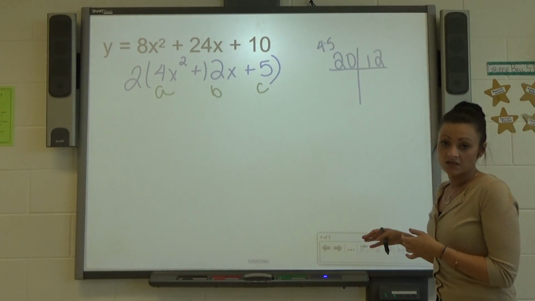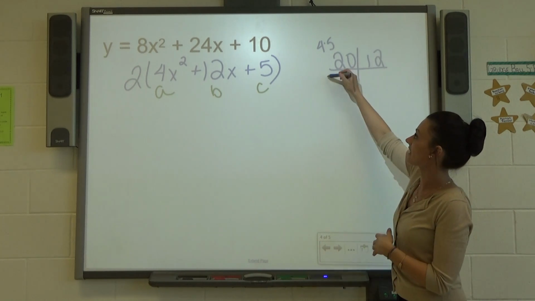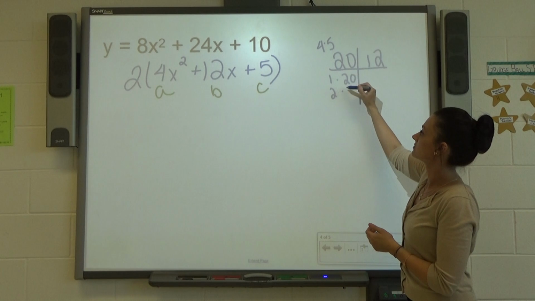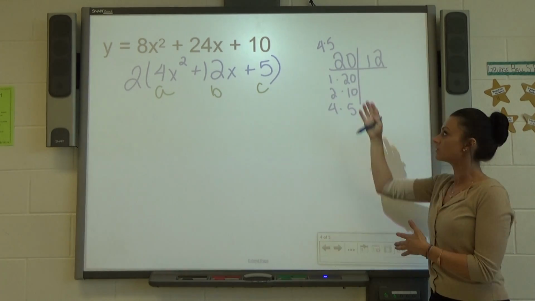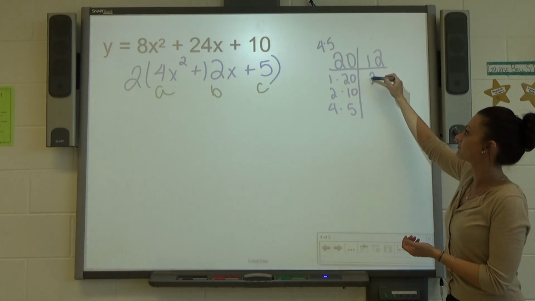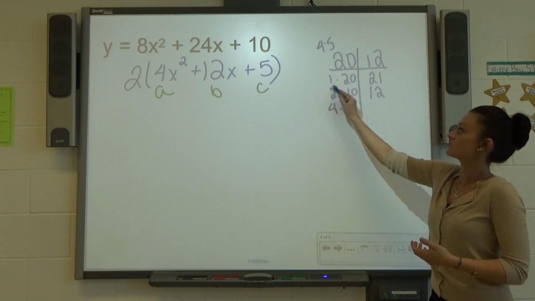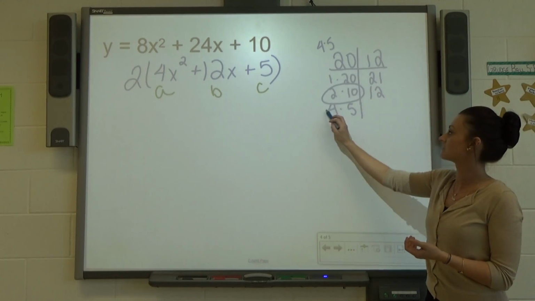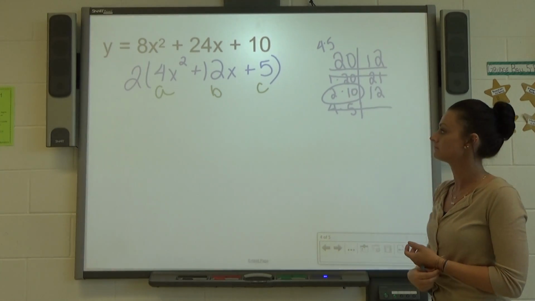If you don't see it right off the bat, that's okay. List out all of your factors. So 1 times 20, 2 times 10, 4 times 5. See what happens when you break down the multiplication of it. Well, 1 plus 20, that would give me 21. That's not helpful. 10 plus 2 gets me 12, so that must be the ones that I need. So I don't even need to worry about the other factors that could have happened.